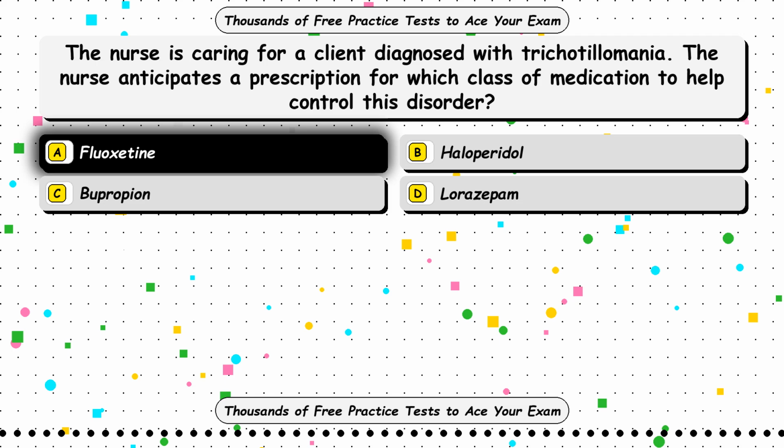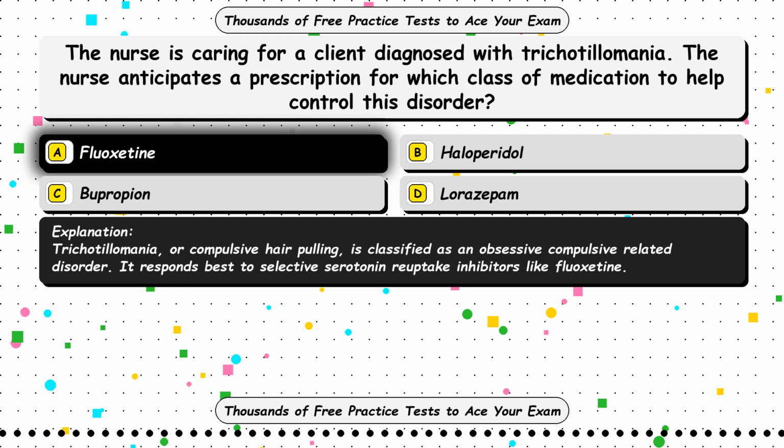The correct answer is option A, fluoxetine. Trichotillomania, or compulsive hair pulling, is classified as an obsessive-compulsive related disorder. It responds best to selective serotonin reuptake inhibitors like fluoxetine.